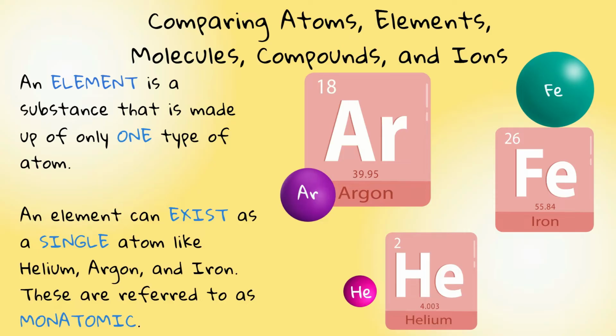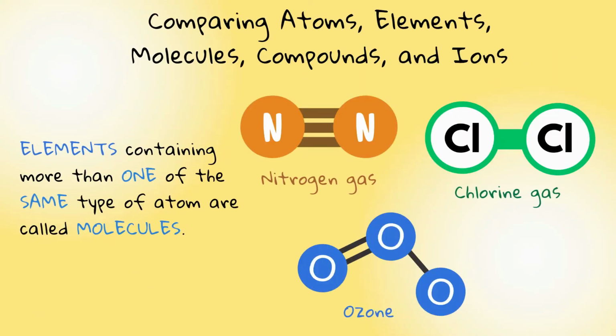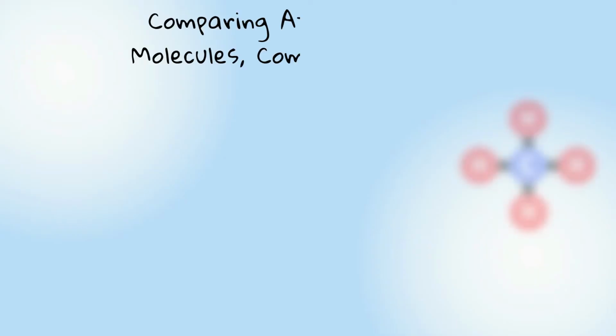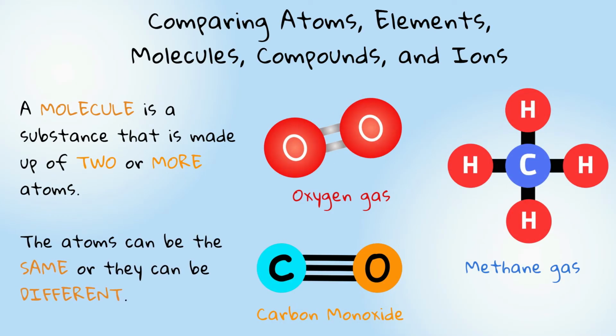An element is a substance that is made up of only one type of atom. An element can exist as a single atom like helium, argon, and iron. These are referred to as monatomic. Elements containing more than one of the same type of atom are called molecules. A molecule is a substance that is made up of two or more atoms. The atoms can be the same or they can be different.